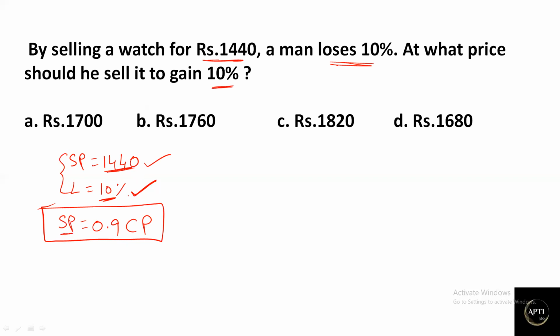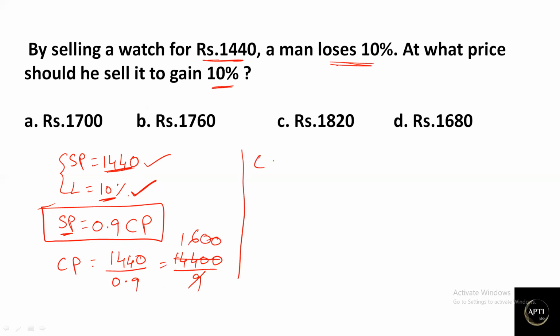Now we know the selling price of the watch. How can we calculate the cost price? Cost price is equal to selling price divided by 0.9. If you want to remove the decimal in the denominator, we need to add one more zero in the numerator, so I can write 14400 divided by 9. These are just simple simplifications. 9 one time is 9, 9 6 times is 54, 0 0. So finally we get that the cost price of the watch is 1600.